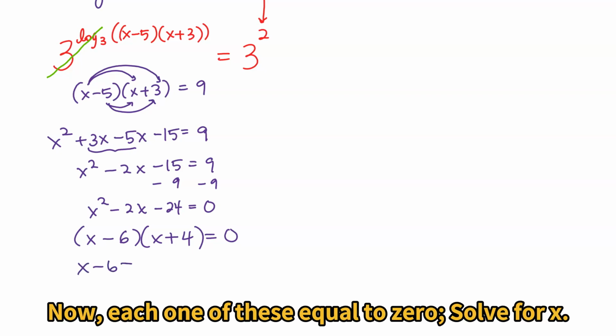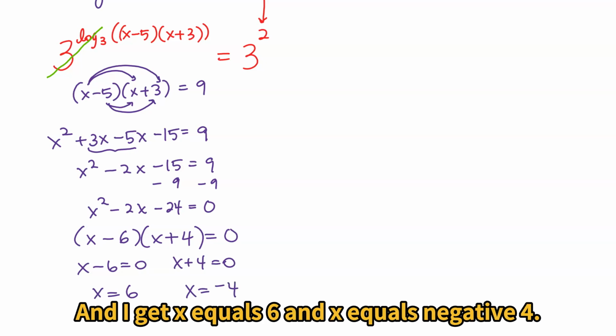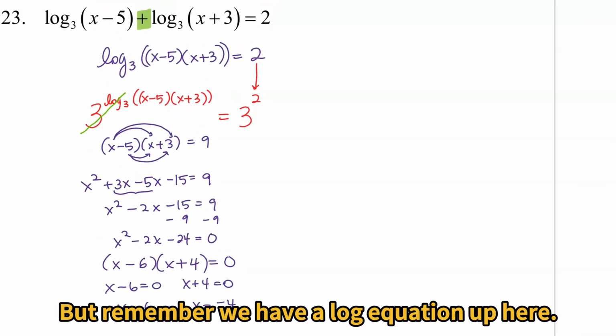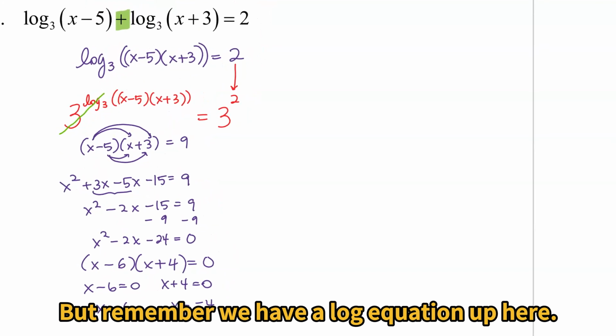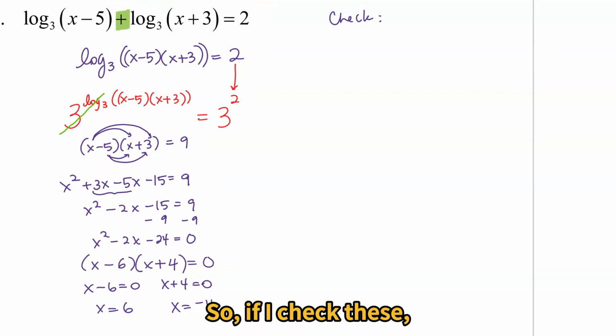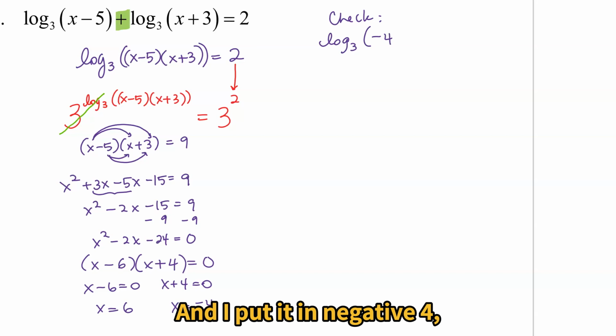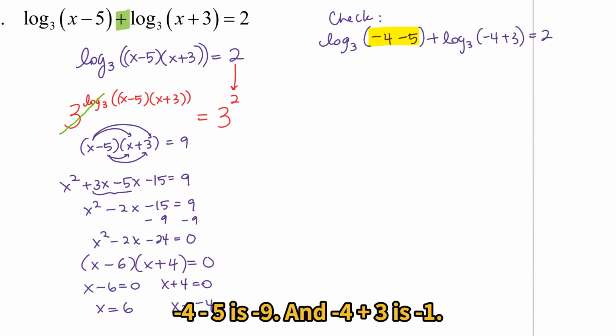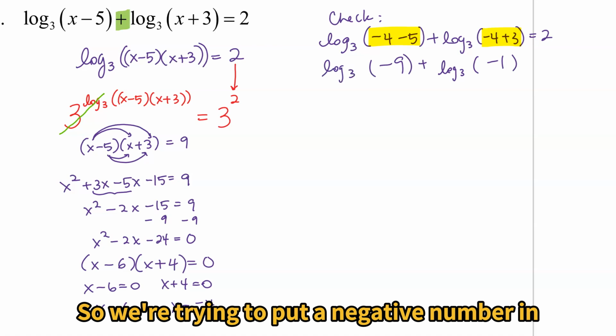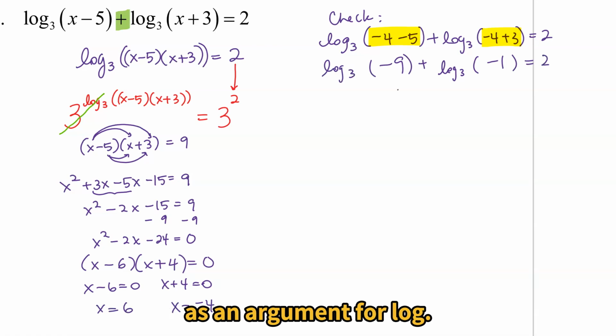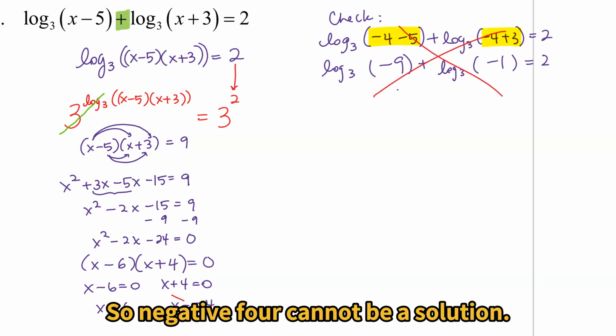Now set each one of these equal to 0. Solve for x, and I get x equals 6 and x equals negative 4. But remember, we have a log equation up here. So if I check these and I put in negative 4, I have a problem. Negative 4 minus 5 is negative 9, and negative 4 plus 3 is negative 1. So we're trying to put a negative number in as an argument for log. That's not allowed. So negative 4 cannot be a solution.